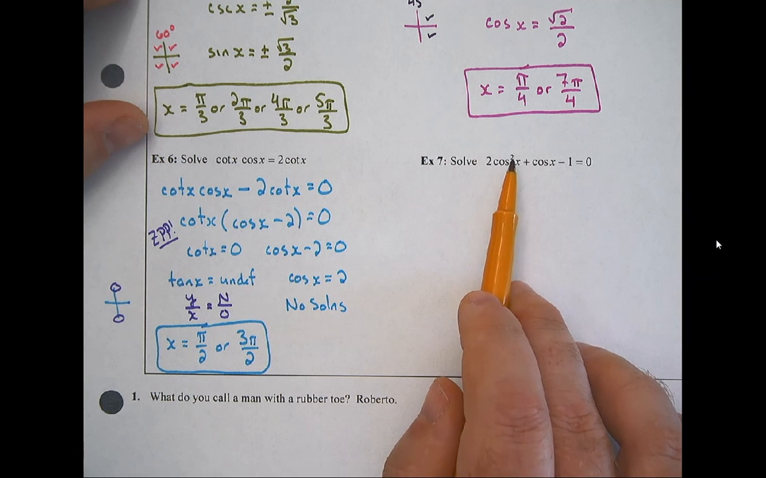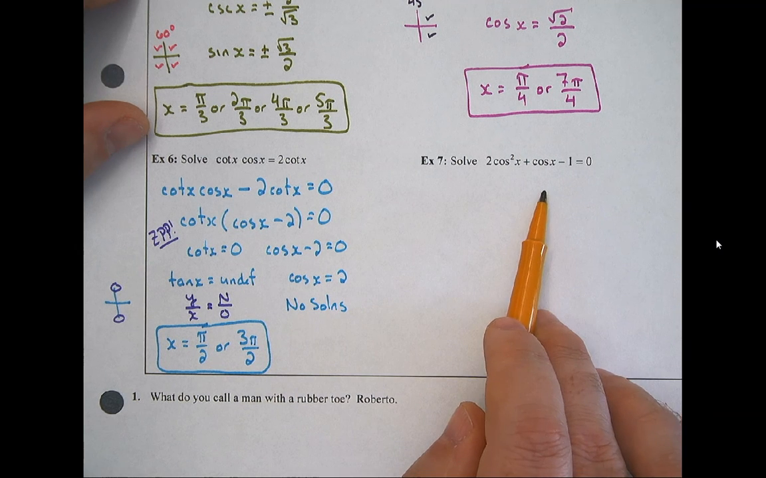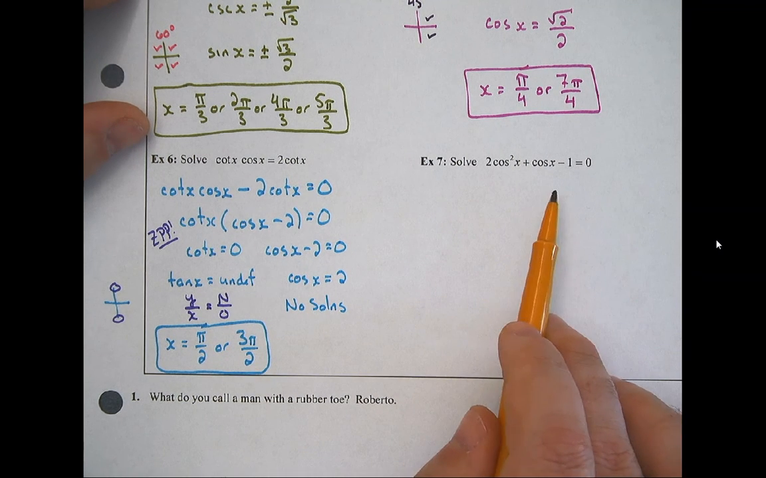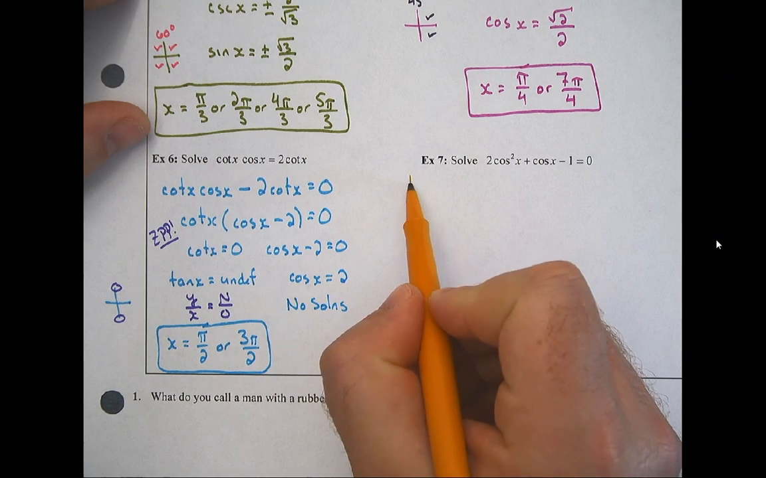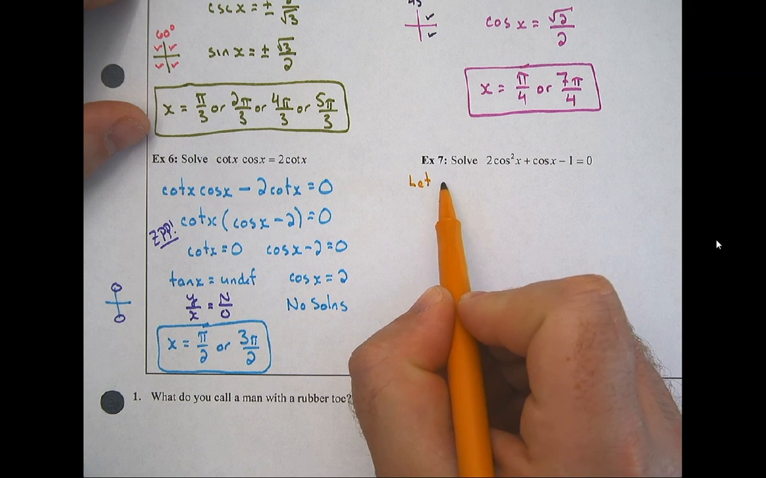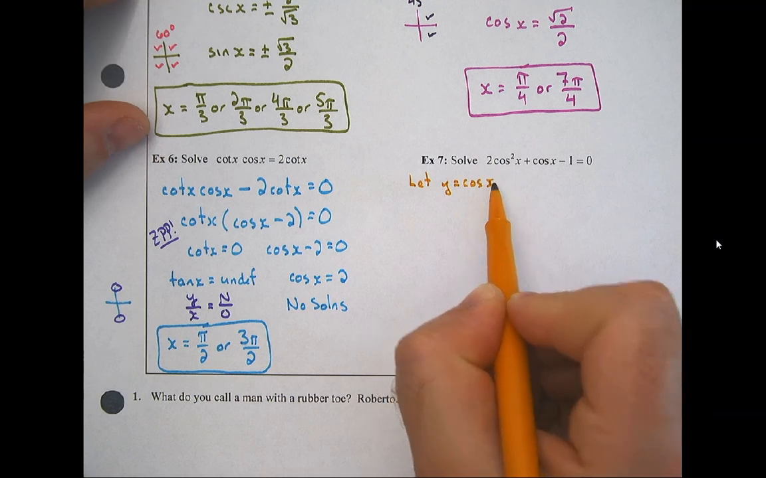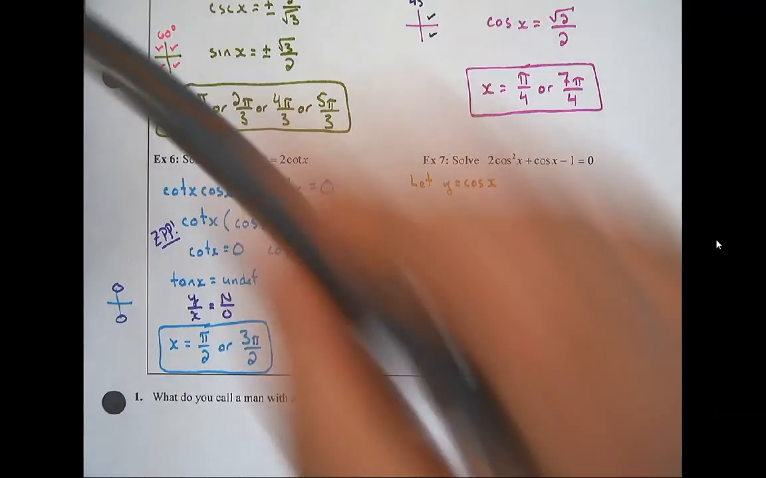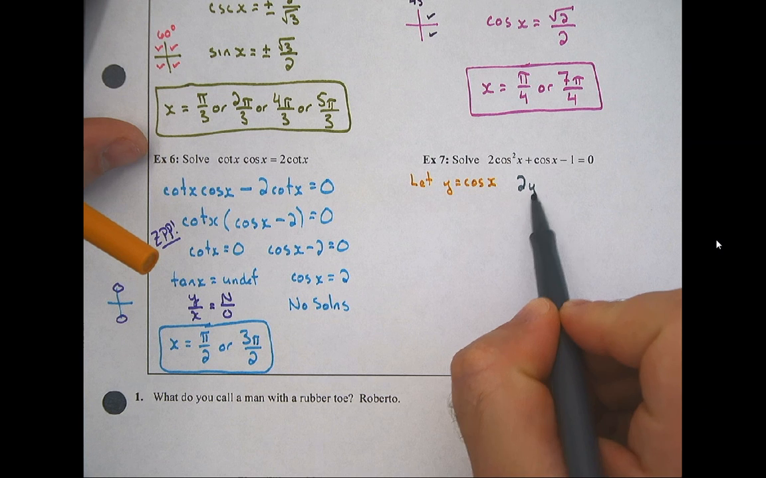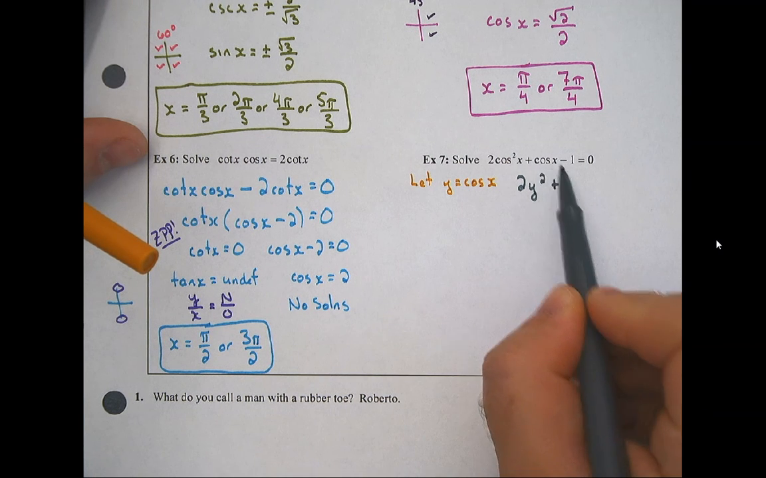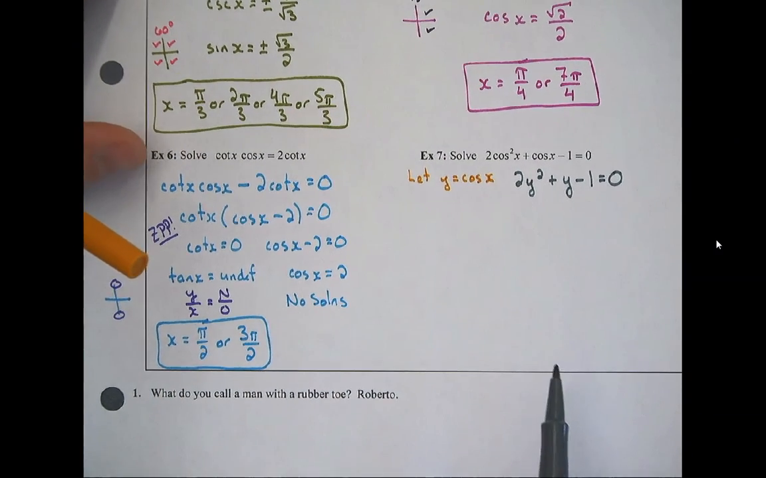Now what messes kids up is they don't like to factor with the cosines in there. You can do it. Instead of writing x and x when you write your parentheses, you're just going to write cosine x and cosine x. But another way you could do it is you could do a substitution. Let y equal cosine of x. So now 2 cosine squared becomes 2y squared, plus cosine of x becomes y, minus 1 equals 0. Now I have something that I can factor.